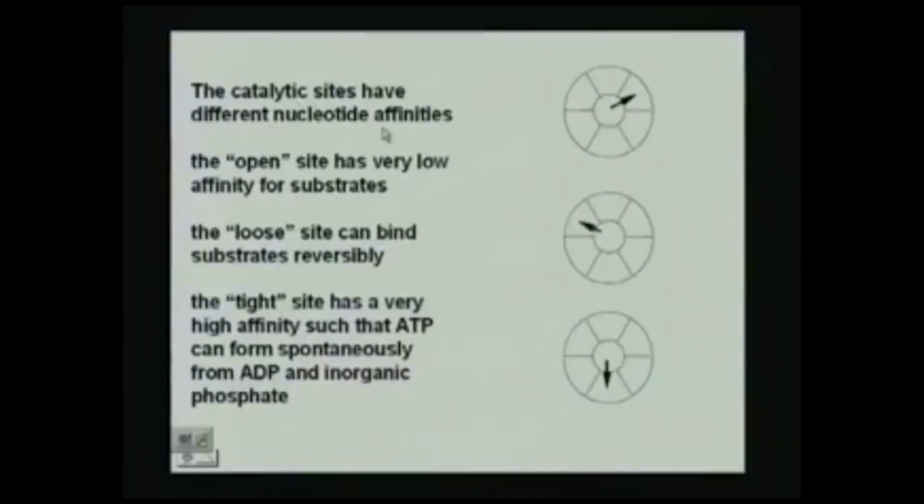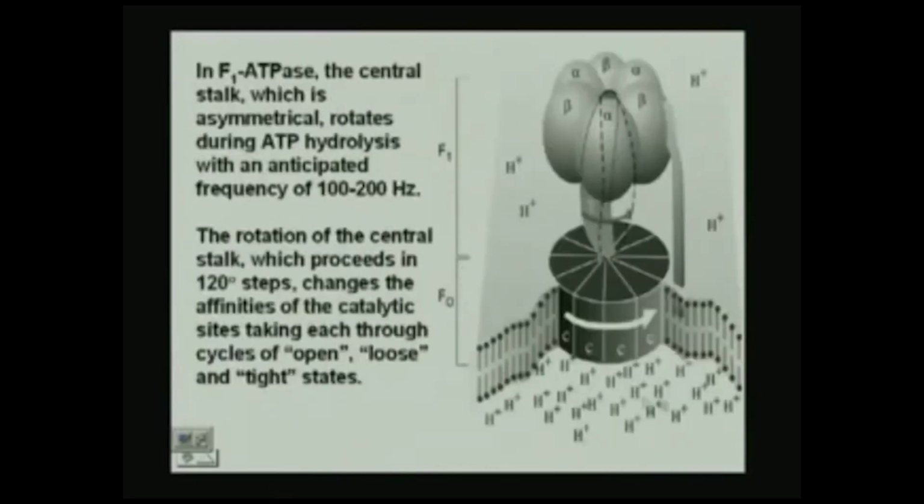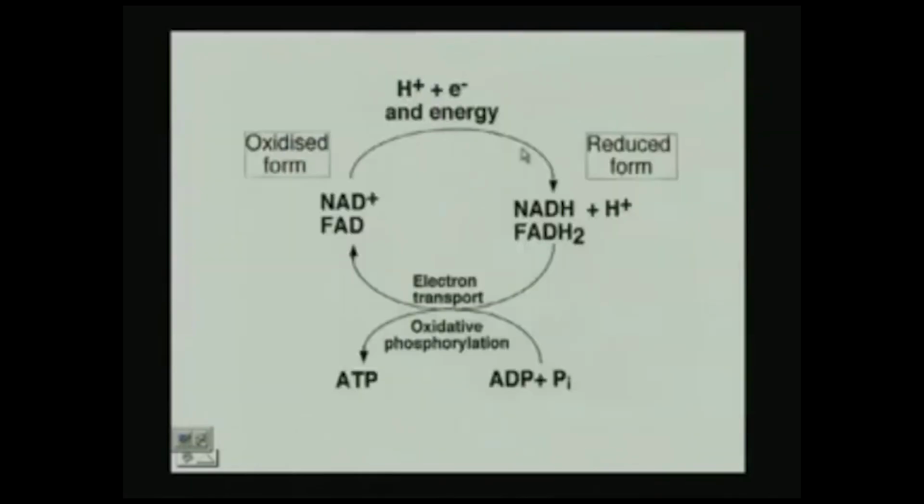Okay. So we have different nucleotide affinities, the open site that has low affinity for the substrates, the loose site that can bind it reversibly, and the tight site which has high affinity such that ATP forms spontaneously from this. So this would be the shifting, it goes in anti-clockwise direction. So we have the beta subunit shift in this direction each time. So eventually we have the ATP being produced.